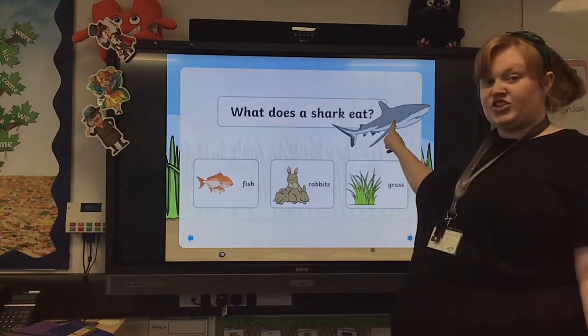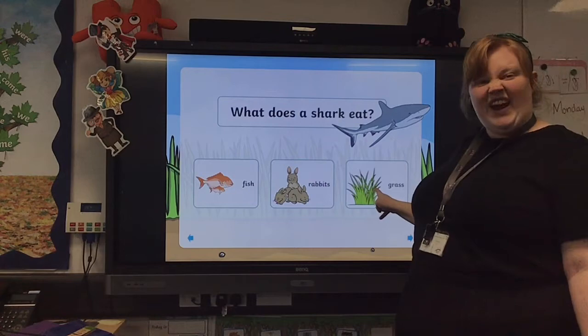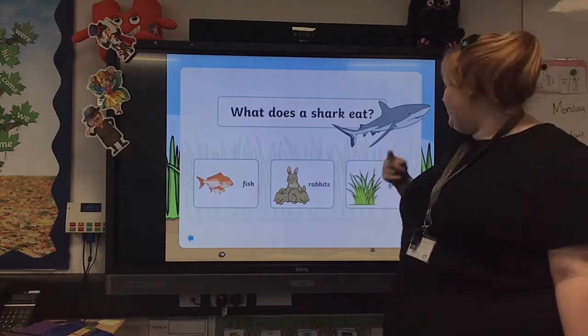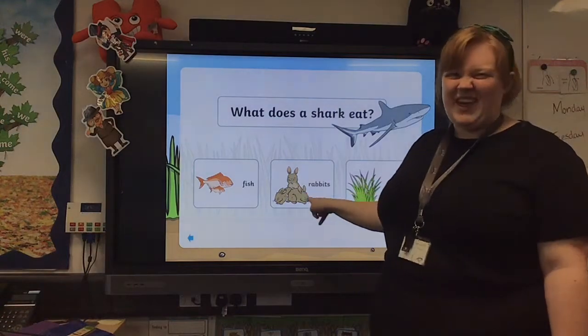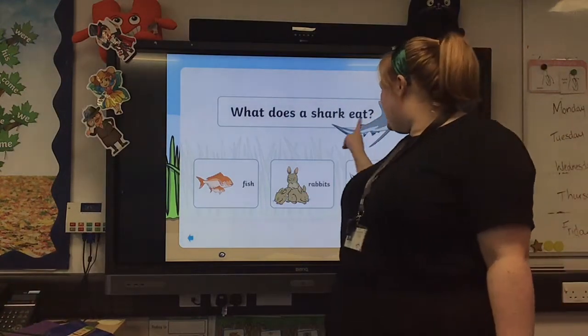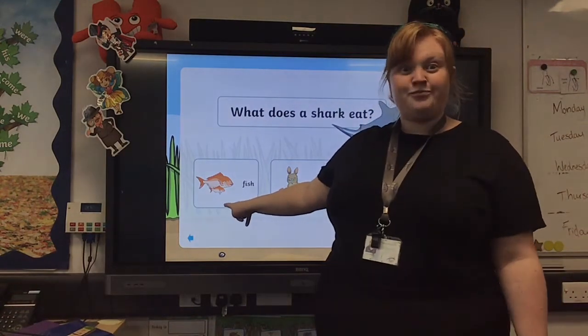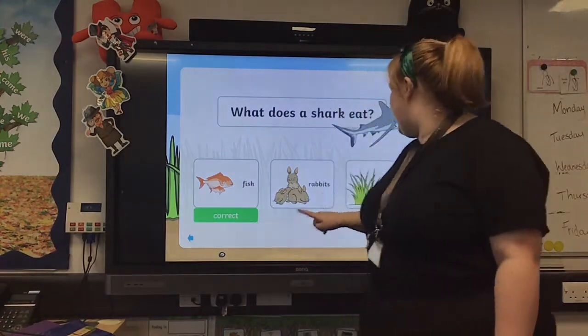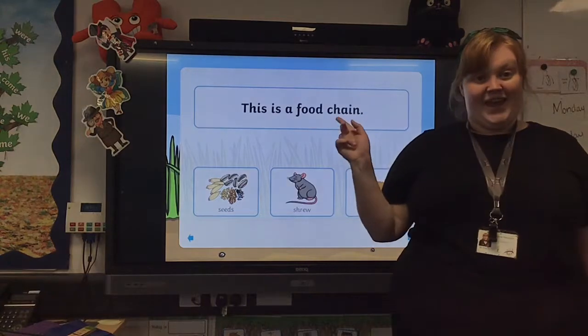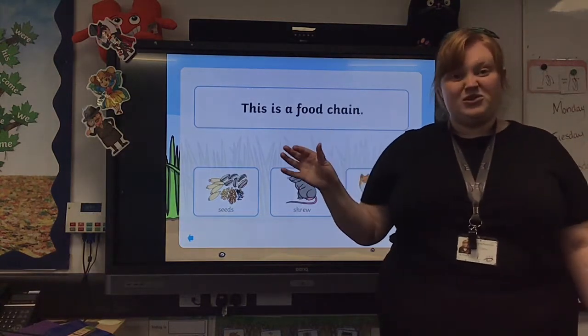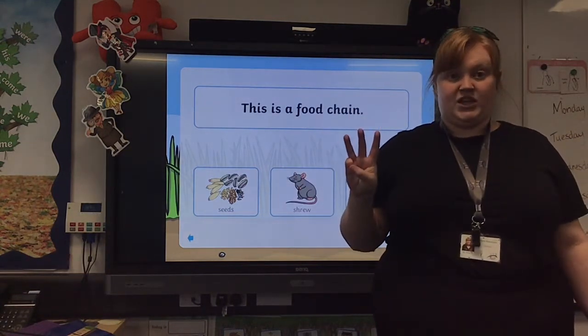Okay, sharks. Do sharks eat grass? No. Do sharks eat rabbits? No, they don't live in the sea. Do sharks eat fish? I think they do, don't they? They eat fish. Okay, now this is an example of a food chain with 3 pictures.